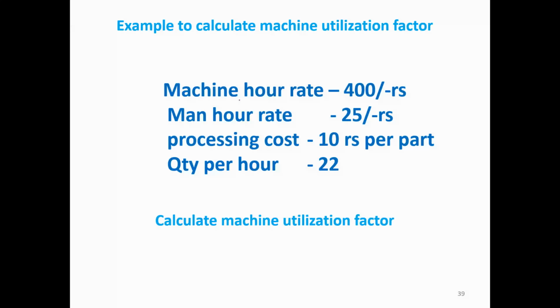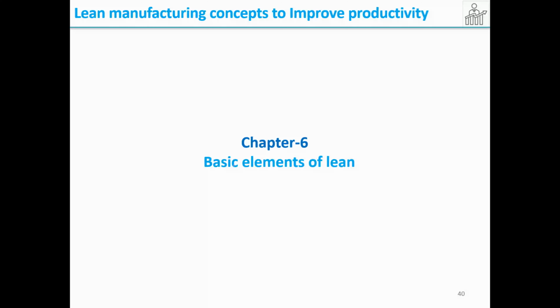So this is one of the examples for you to calculate machine utilization factor. Calculate machine utilization factor for this parameter and see whether the machine is producing right throughput or not. So next is basic elements of lean.